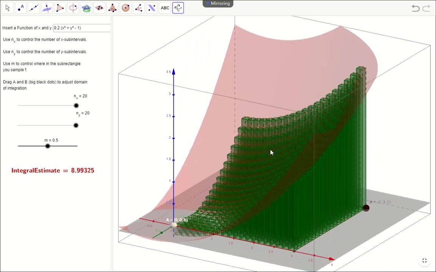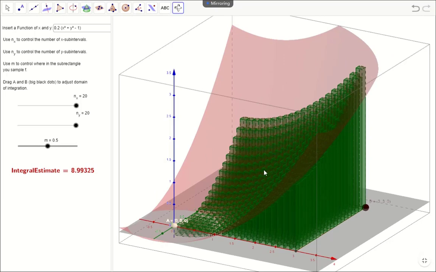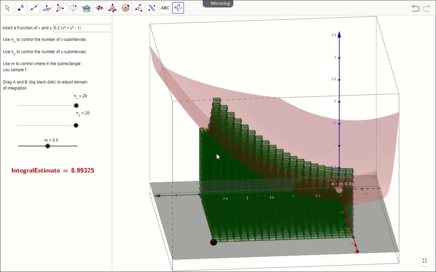Yeah. So there would be places where these prisms are sticking up above the surface and places where the surface is actually taller than the top of the prism. And so there is going to be error in this kind of Riemann sum approximation. But the double integral itself has no error because we're taking the limit as the number of these little prisms goes to infinity.